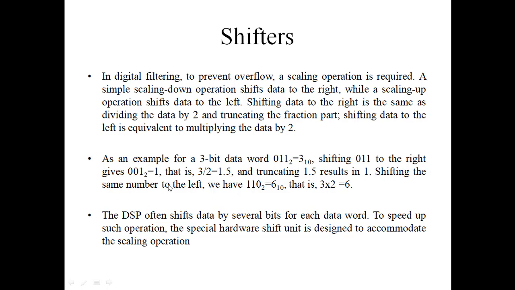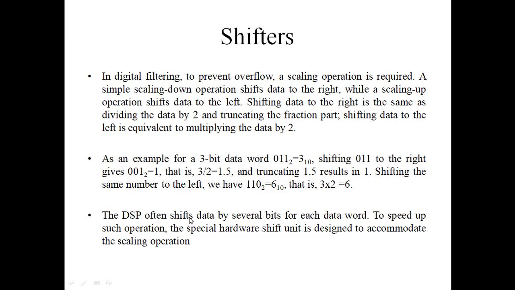Now shifting the same number to the left, what do we have? So 0, 1, 1 I have. If I shift it to the left, what do I get? The 0 goes out, the 1 moves to the second place, and a 0 is appended to the right. So we end up with 110. 110 in binary is equivalent to 6 in decimal, right? And as we told, shifting the bits to the left is nothing but multiplying by 2, so that is 3 into 2, which gives 6. So we have the same number 6. That's how we perform scaling up and scaling down operations using the shifters.